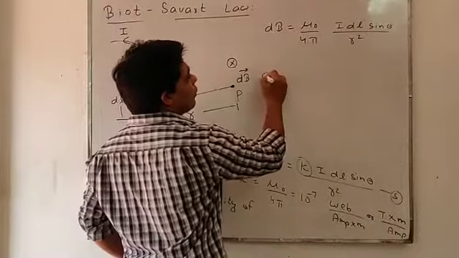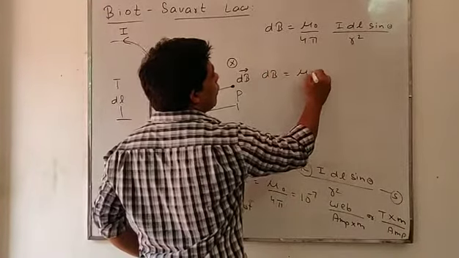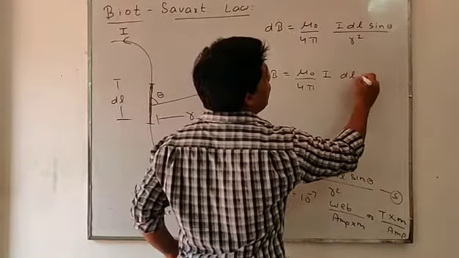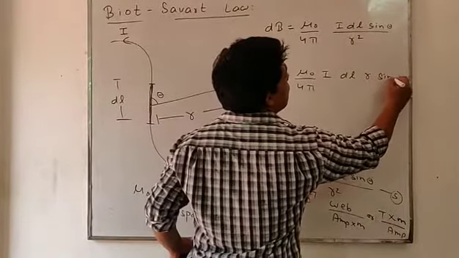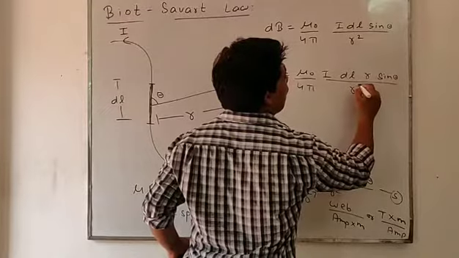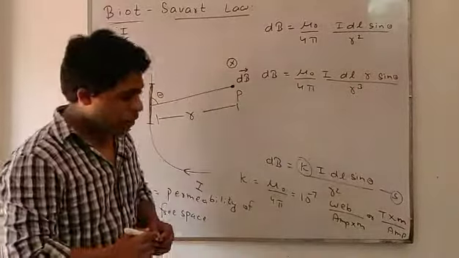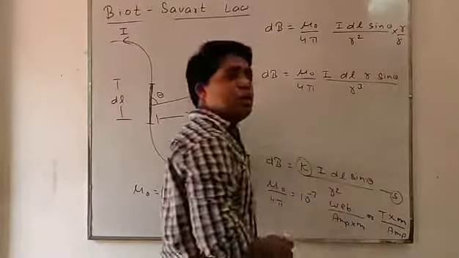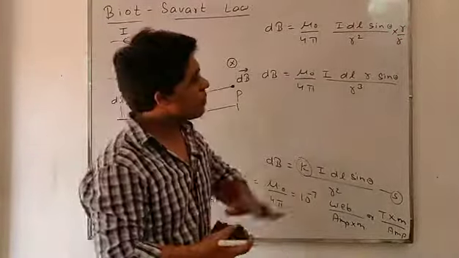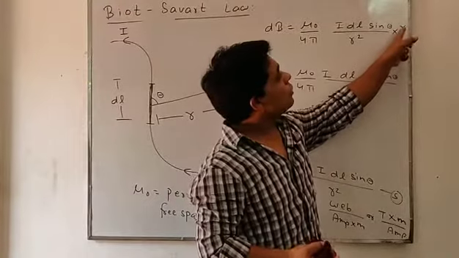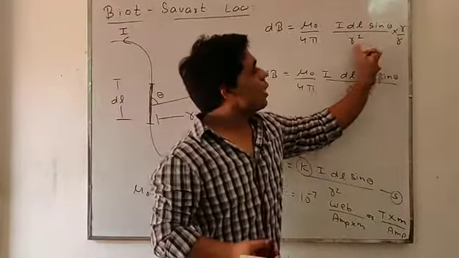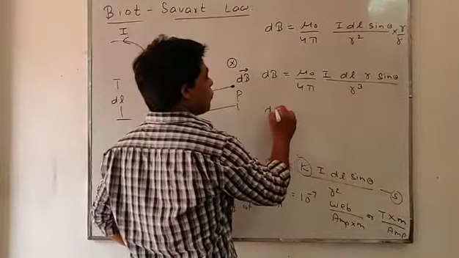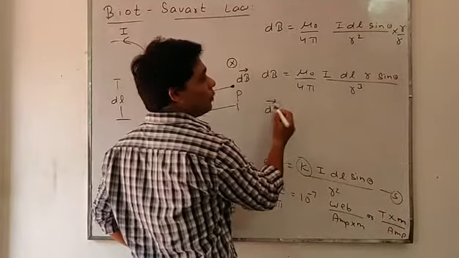Can we write this equation like this? Mu naught upon 4 pi I dl r sin theta by r cube. Actually, what I did, I multiplied and divided by r. On multiplying with the same number, it will not affect the equation. So with dl there comes r, and r square and r become r cube. Why did we do so? Because we want to get its vector form.